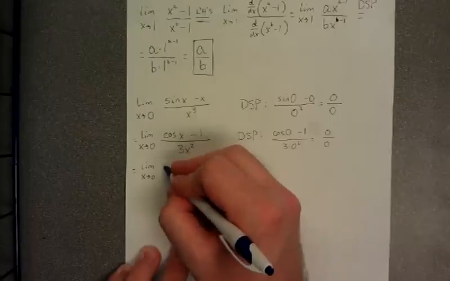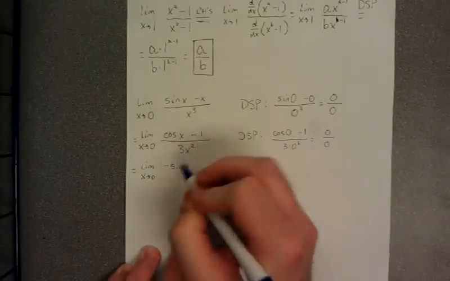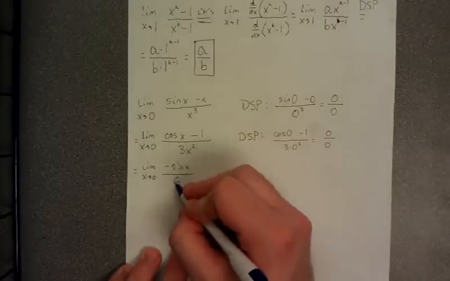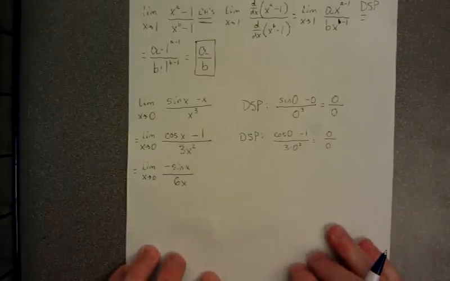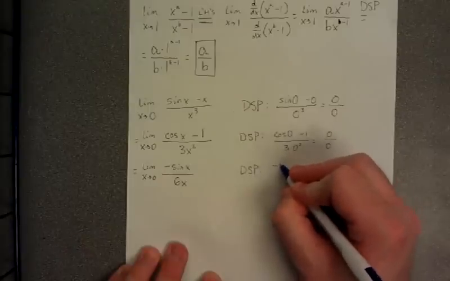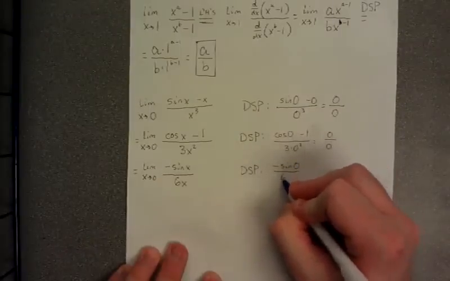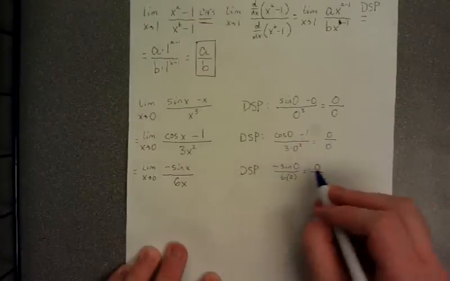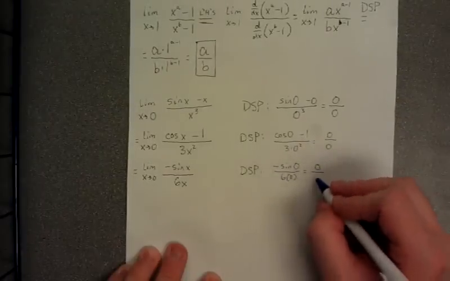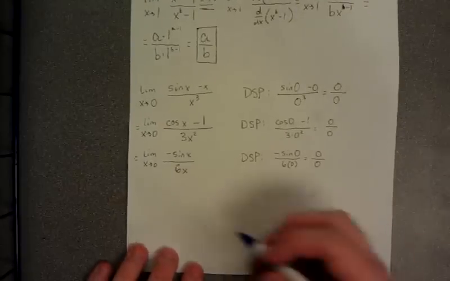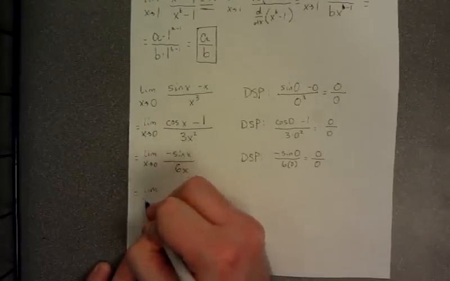So I will take the derivative of my numerator. Derivative of cosine of x is negative sine of x. Derivative of minus 1 is 0. And the derivative of 3x squared is 6x. So now I'm going to try direct substitution property one more time. I'll get negative sine of 0 over 6 times 0. Sine of 0 up top is 0. Well, negative 0, but you know what I mean. 6 times 0 in the denominator is 0. Looks like we have 0 over 0 again. So we get to apply L'Hopital's rule another time.